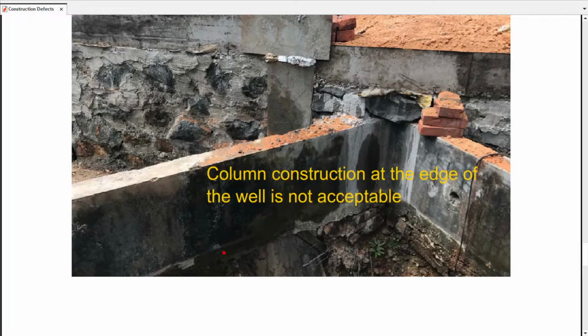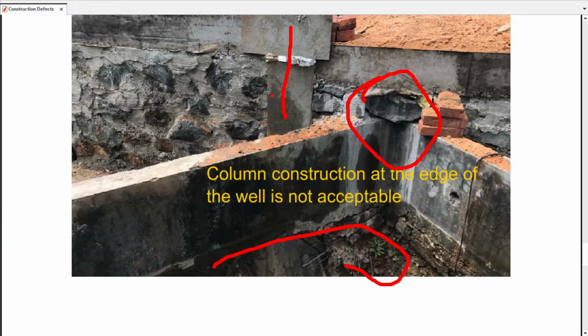Now as you can see here, there is a well here, so you can see column construction here, and here the foundation has gone into the well also. So what will happen if a structure is built like this? Now here you have a well, and it's also not properly built. You can see it's made with brick.